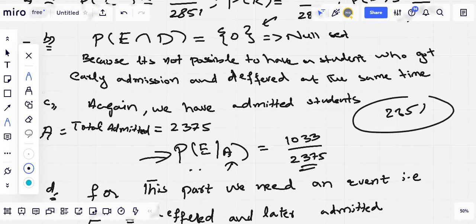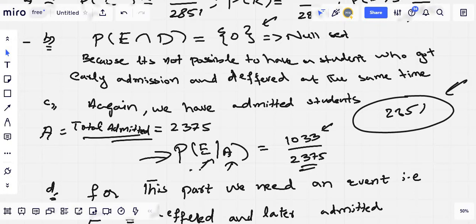2851, but because this is a conditional probability, we are given the total number of admitted students. These are the total number of applicants, and these are the total number of admitted students. From these admitted students we have to calculate the probability of early admitted students, and we already know that the admitted students are 1033 students. So this is an easy one.